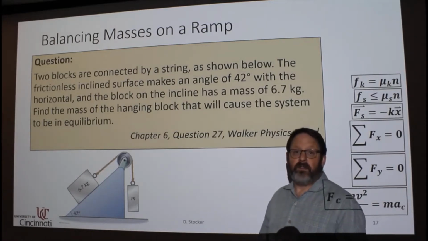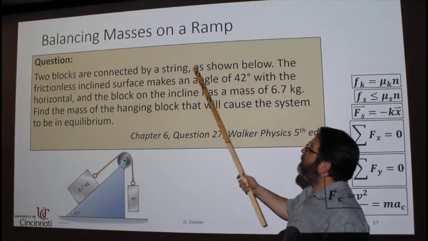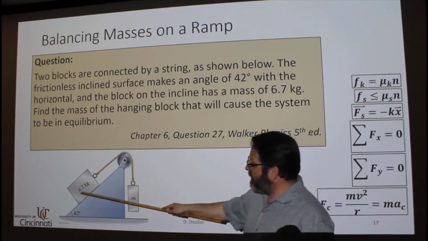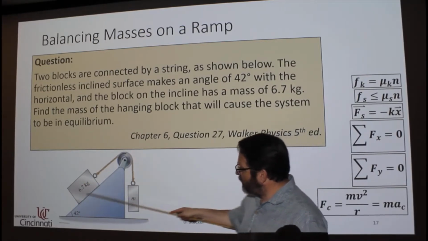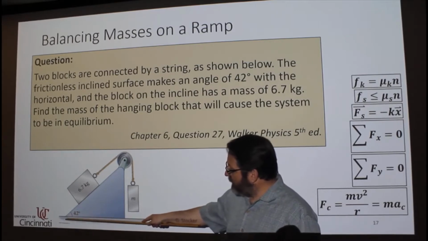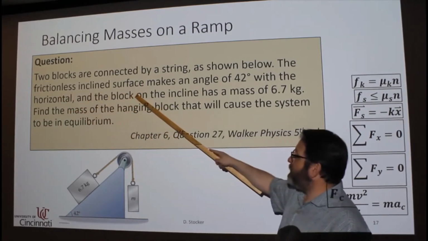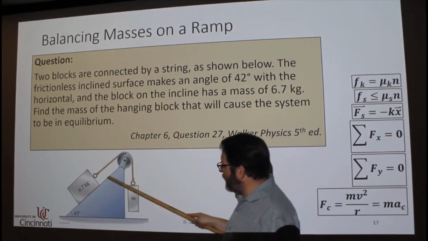Now I'll walk you through this sample problem, balancing masses on a ramp. So we have two masses here. One is 6.7 kilograms. It's on a ramp that's angled at 42 degrees from the horizontal. It is a frictionless inclined surface. So no friction to worry about here.